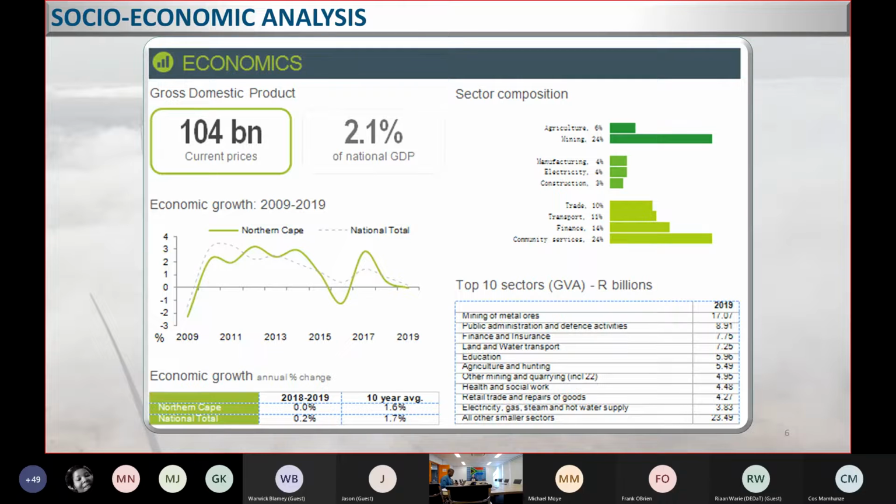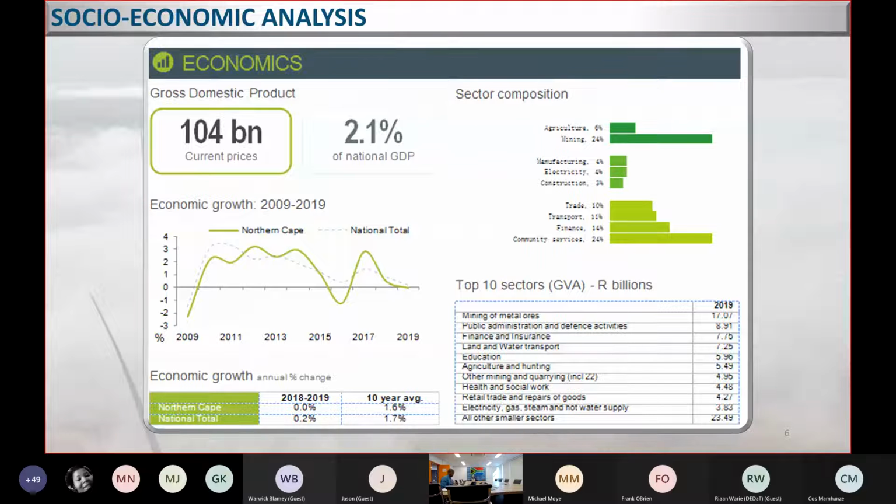Just in terms of our socioeconomic overview, as we can see it within the South African context, we are at this stage a GDP driver of around 104 billion. I know the latest figure across my table is 107 billion. That is around 2.1% of South Africa's GDP. Our economic growth rate is fluctuating but within trend.